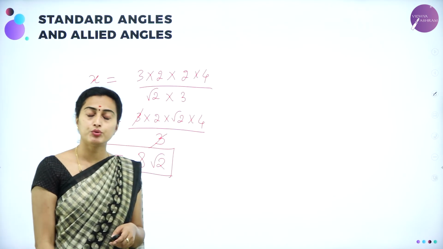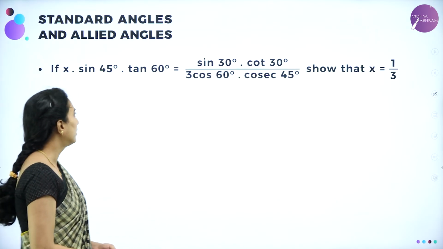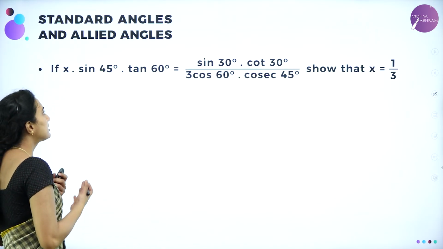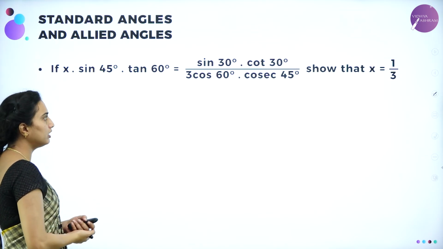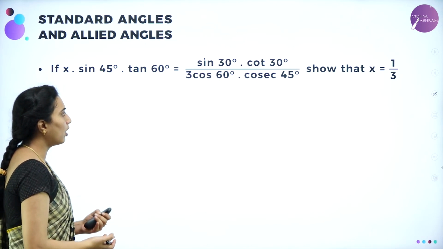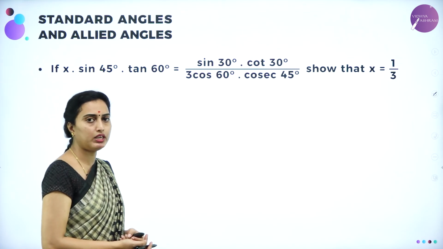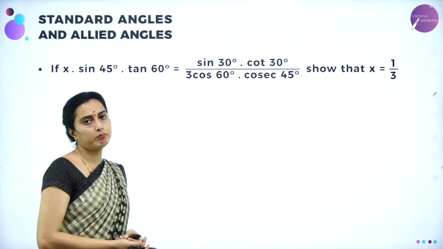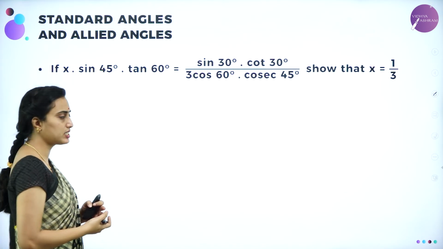I hope you got this also. We'll move on to the next problem, dears. What they have asked: if x sine 45 degree tan 60 degree is equal to sine 30 degree into cot 30 degree divided by 3 cos 60 degree into cosecant 45 degree, show that x will be taking the value 1 by 3. So let's simplify this one, how we have simplified the last cases.